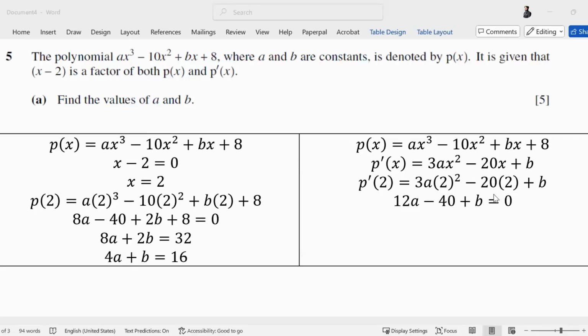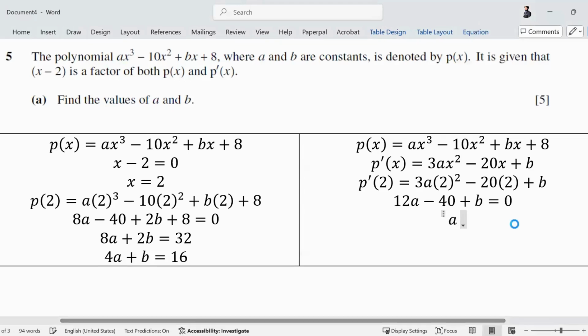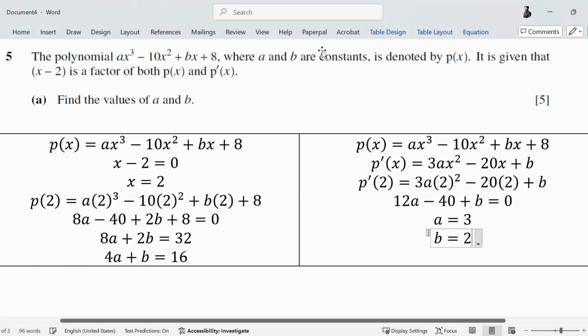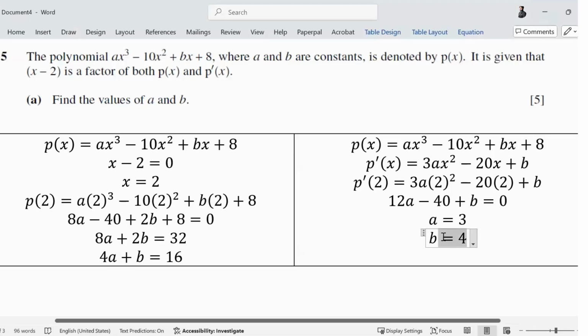People are telling me when you solve them simultaneously, A is and B is, well done. I don't know if that is right or wrong. Correct it, those who got B as 3. This B has to be 4 when you solve them simultaneously.